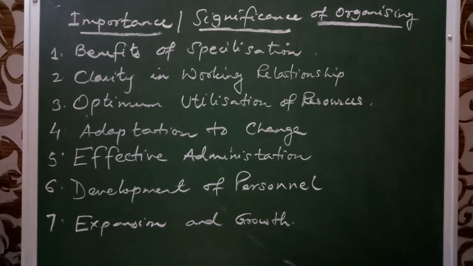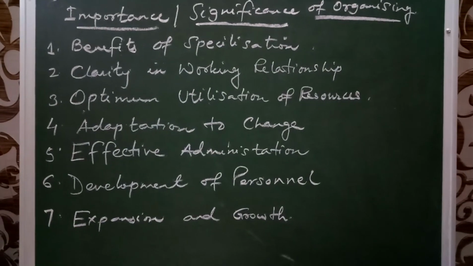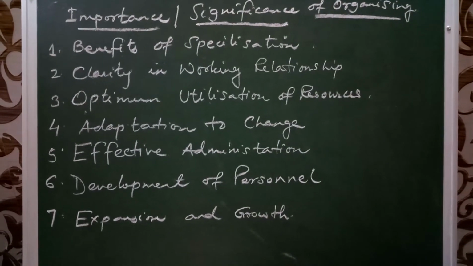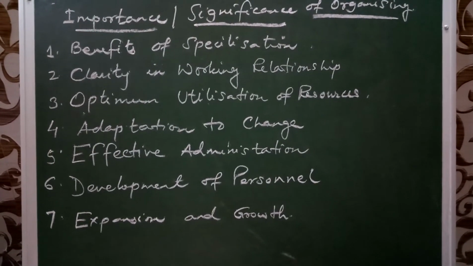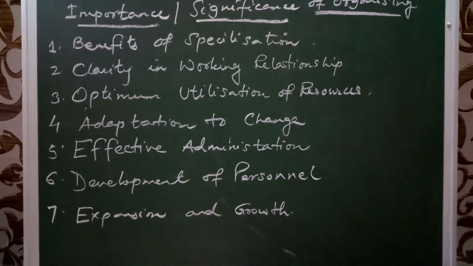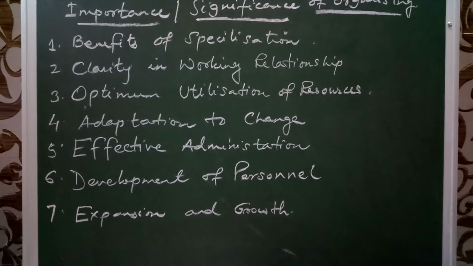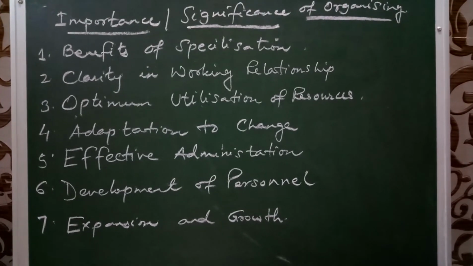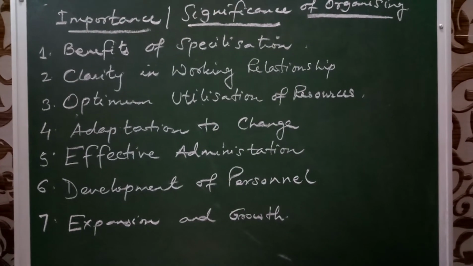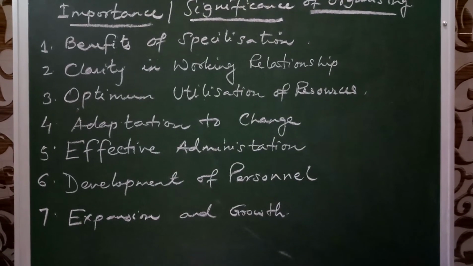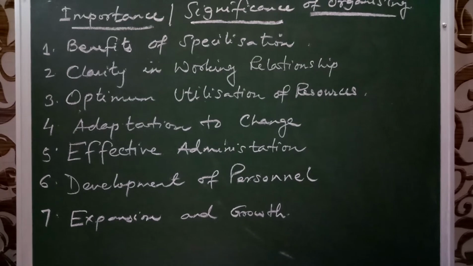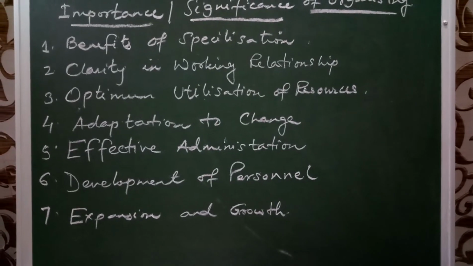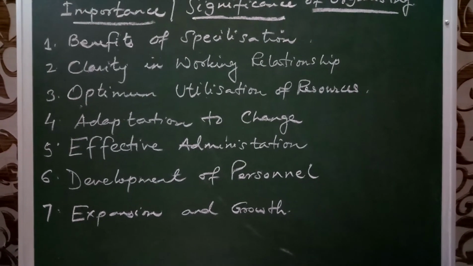The second advantage is clarity in working relationship. We know that organizing establishes a reporting relationship and it helps in creating a superior-subordinate relationship. Each person knows his superior. Each worker in an organization knows from where to take the orders. So he also knows to whom to report. So the clarity in superior-subordinate relationships helps in fixing responsibility, and specifications of the extent of authority to be exercised by an individual.